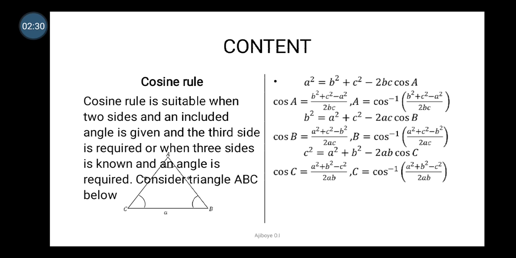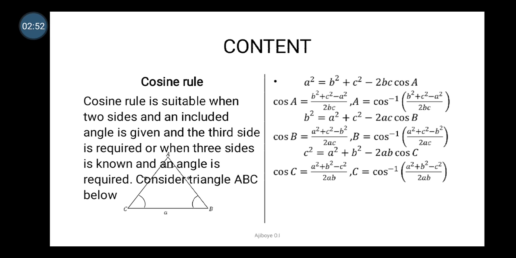So also, if you are asked to find an angle, whereas the three sides of the triangle are already given, therefore, the cosine rule is also suitable. Take a pause, listen to that comment again, and then try and understand situations where the cosine rule is suitable.